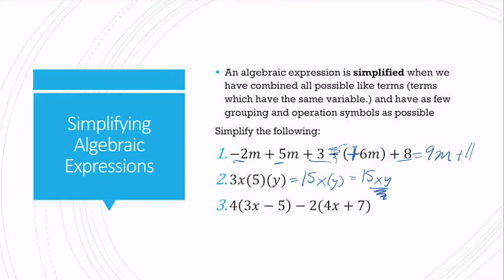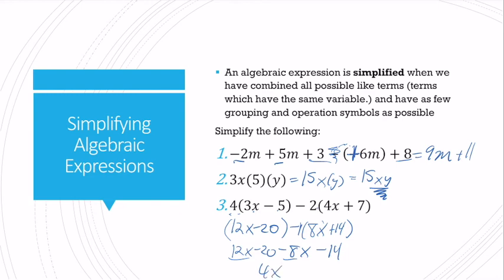For this next one, I've got to distribute twice. 4 times 3x is 12x. 4 times negative 5 is negative 20. Minus 2 times 4x is 8x. 2 times 7 is 14. So I got to distribute this negative, right? I've got 12x minus 20 minus 8x minus 14. So 12x minus 8x is 4x. Negative 20 minus 14 is negative 34. And there I have my fully simplified algebraic expression.